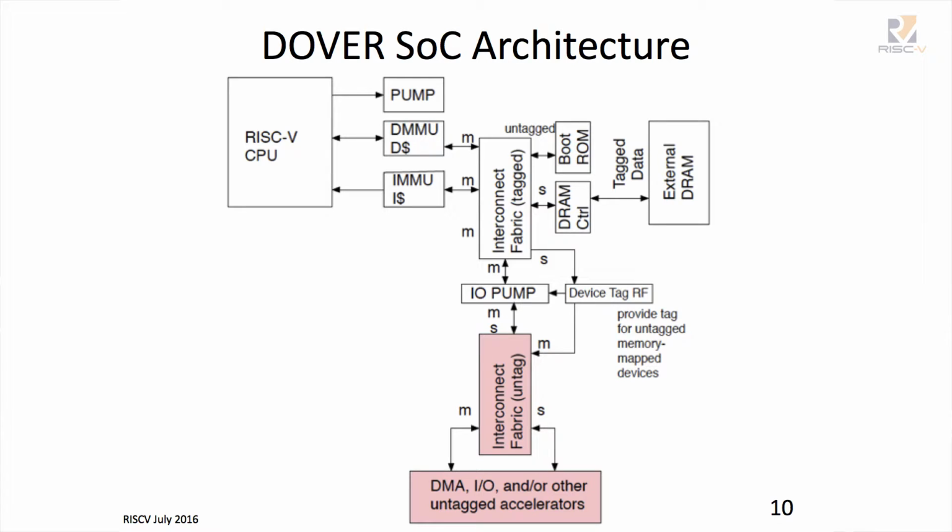For a DMA operation, that's going to be initiated through this direction. The I/O pump is then going to go fetch the tags associated with it, process the rule, and allow the operation to complete only if the tag allows it.